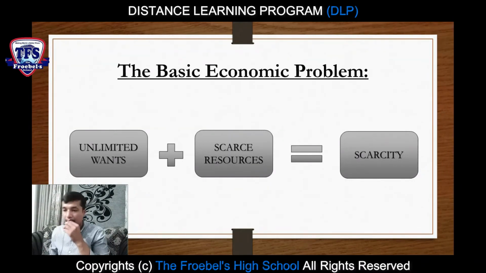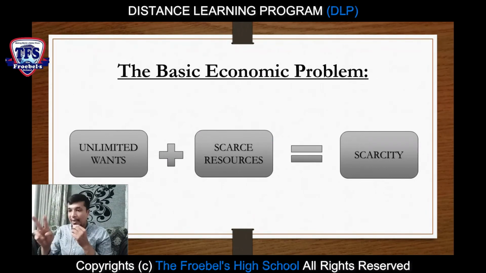Here I take a simple example. If I want a car, a Toyota Corolla, but I have only 10 lakh rupees. So my resources are 10 lakh rupees, and I wish to have a Toyota Corolla, which costs almost 30 lakh rupees. So there is a conflict between two factors. My want will say I must have a Toyota Corolla, but my resources will say we have only 10 lakh rupees.